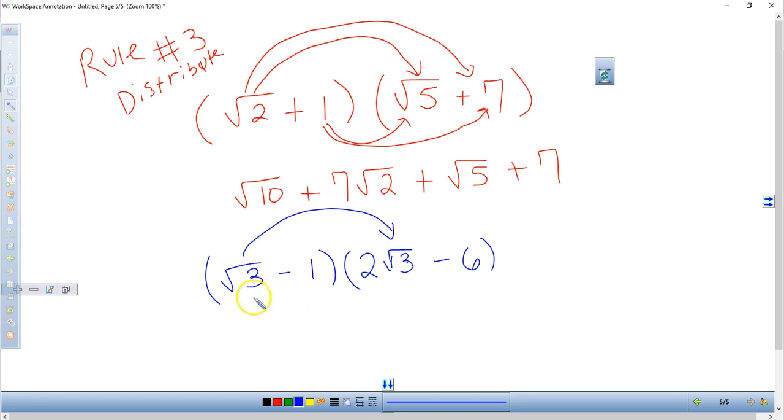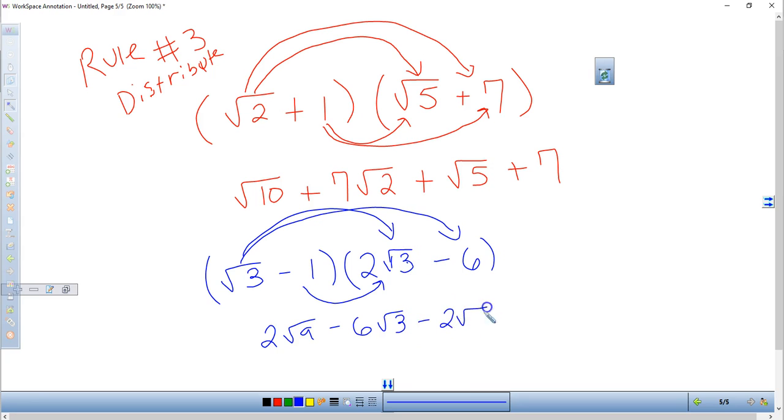Well, we still do distributive law. Root 3 times 2 root 3, we just multiply the radicals, so it's 2 root 9. Root 3 multiplied by negative 6 is negative 6 root 3. Negative 1 times 2 root 3 is negative 2 root 3. And negative 1 times negative 6, that's positive 6.